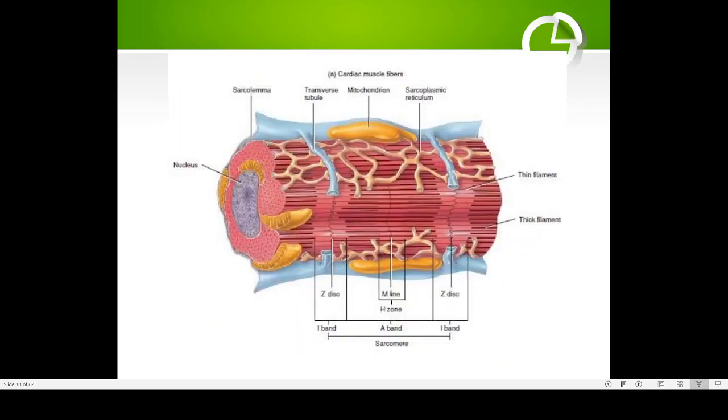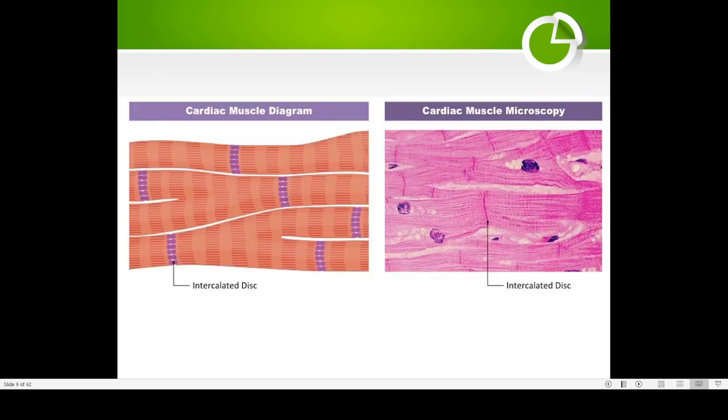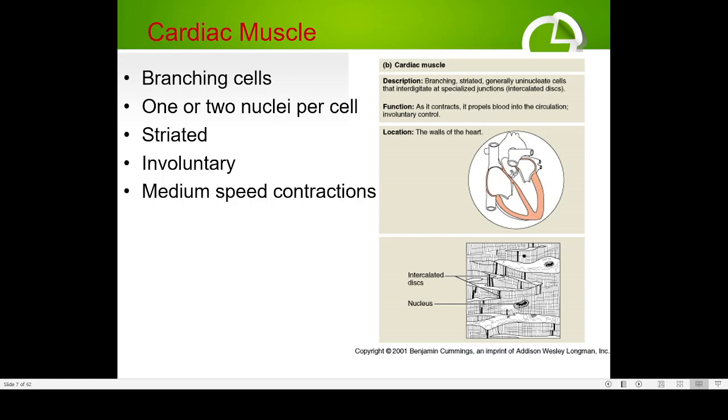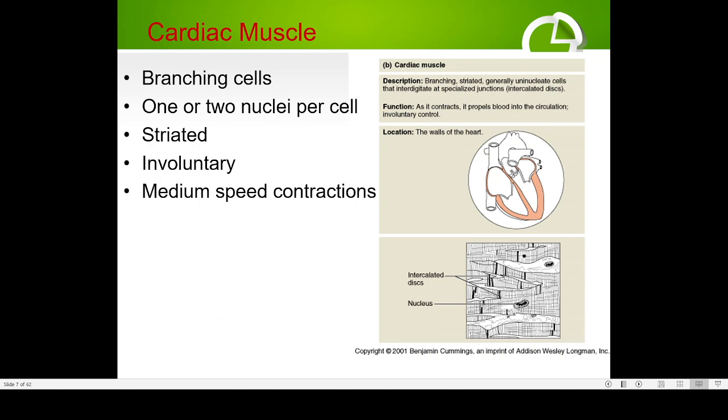This is also another picture, we will come to that later again. Now, for the time being, remember that important features of cardiac muscles are that they are branching cells. What is that? Here you can see these are all branching cells, not always in a straight line. Then the second point regarding cardiac cells is that they are involuntary. Then faint striations, and medium speed contractions.